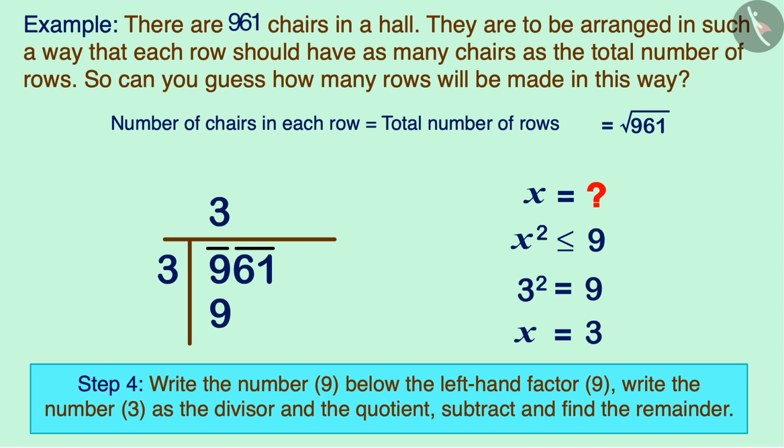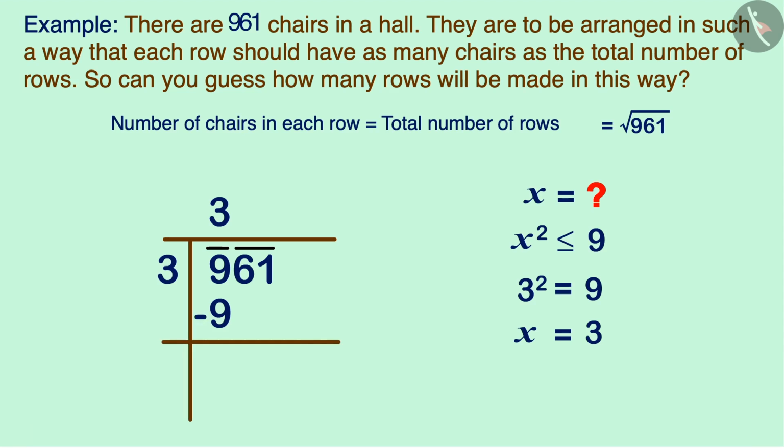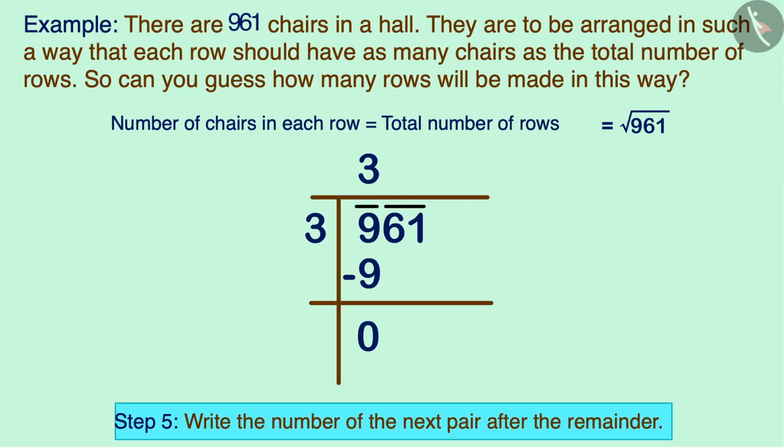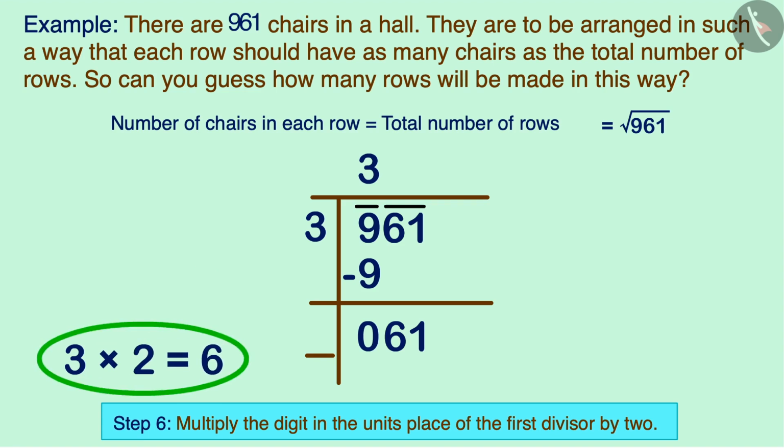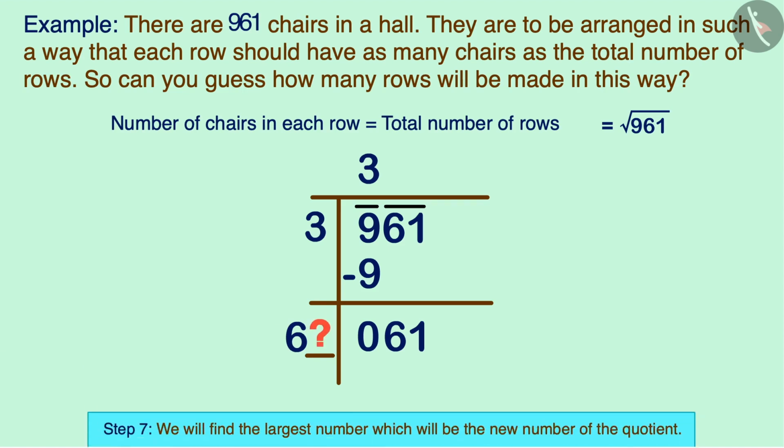Write 9 below the first number and subtract both. Here we are getting 0. We will write the number below the next bar next to the received remainder. Now leave a blank space for the units place of the new divisor and multiply the digit in the units place of the first divisor by 2. After this, write the resulting product beside the blank in this way.